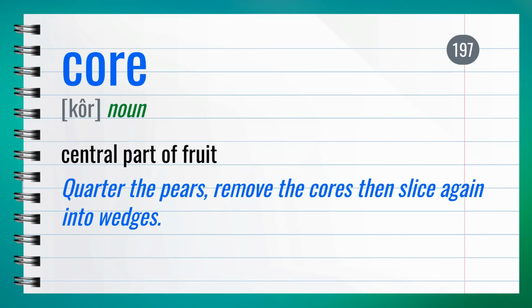Core. Core means central part of fruit. For example, quarter the pears, remove the cores, then slice again into wedges.